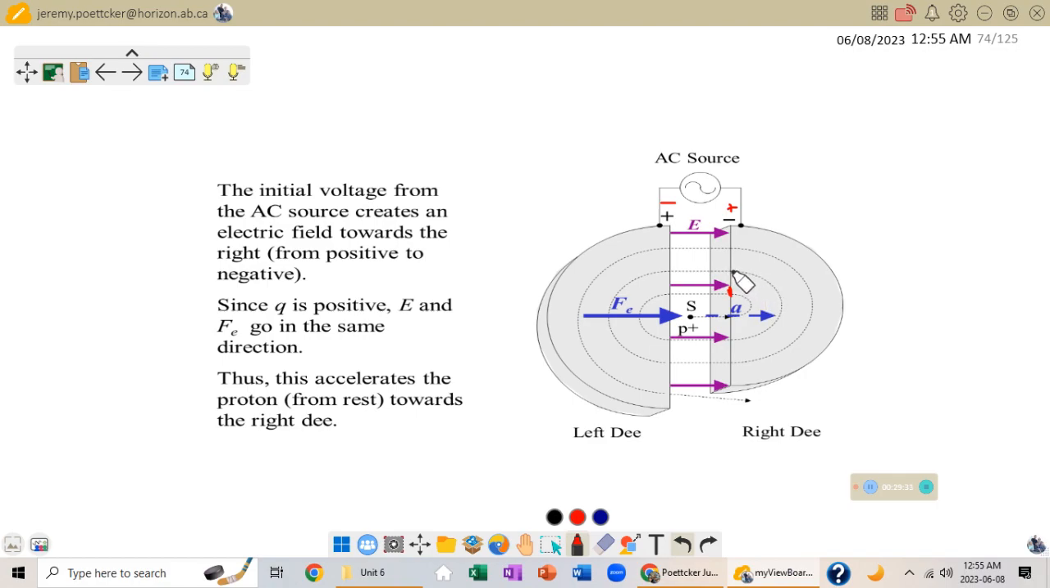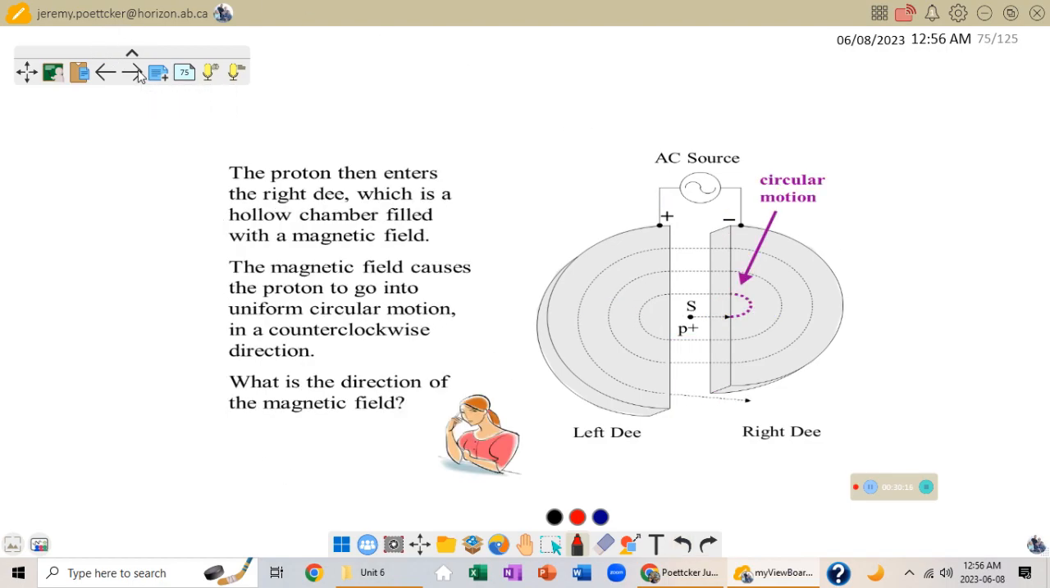By the time it gets to here, we have positive on the left and negative on the right. So it accelerates over to here again. And then around, it's going faster now. The AC source has flipped again. Now we've got negative over here, so it accelerates towards the negative. And it speeds up some more. Our speed gets bigger, our radius gets bigger. Accelerate, now it's flipped, accelerates this way. Everything speeds up, and finally it goes firing out here. And away we go. Now we've got a fairly high speed moving particle.